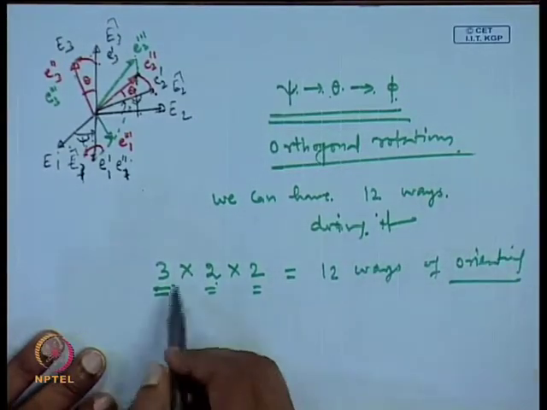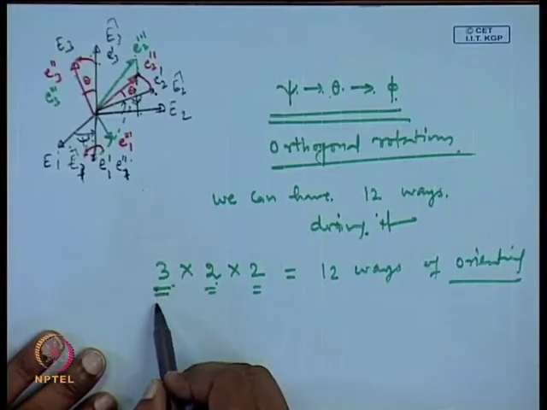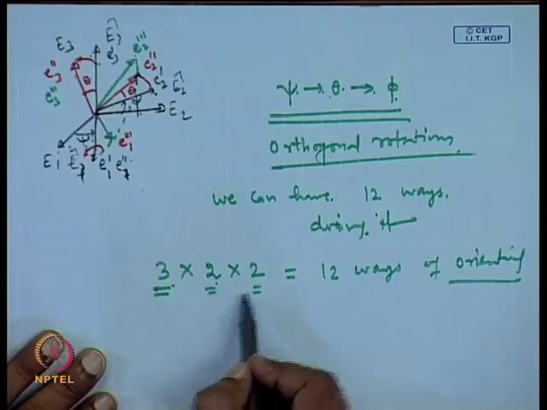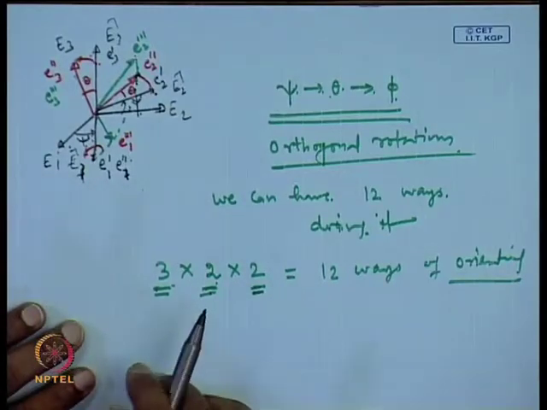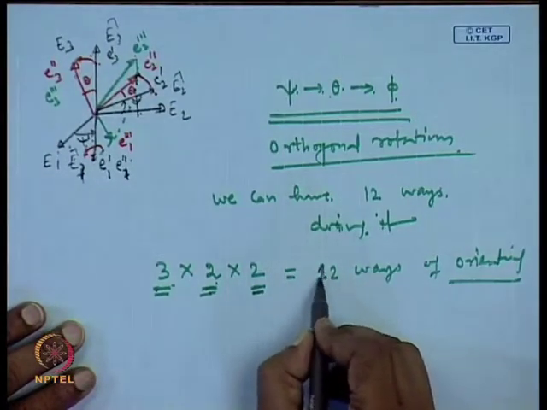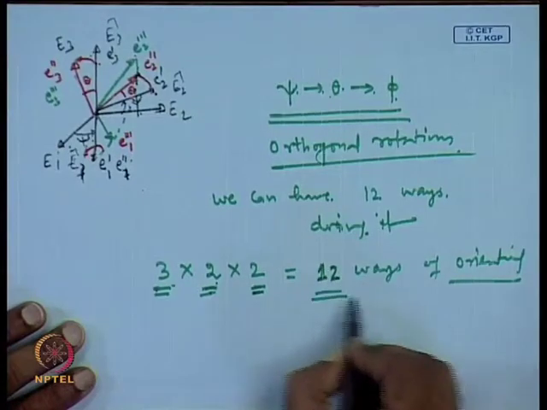So, giving different magnitudes of psi, theta and phi, okay, and reshuffling their order, you can reach the same orientation in 12 different ways.